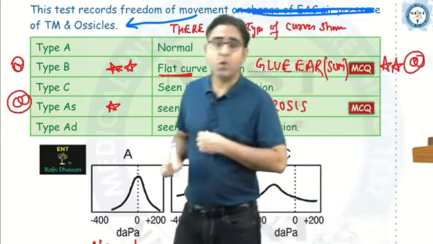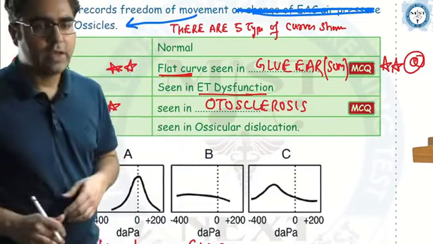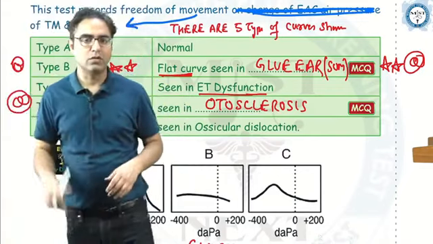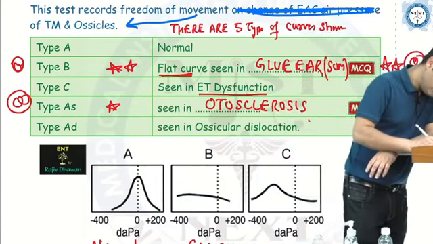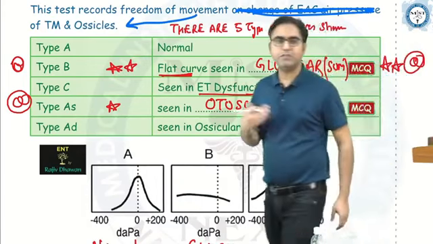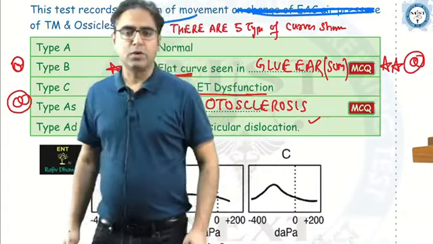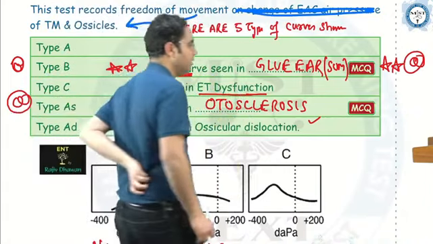Otosclerosis. AS curve is seen in otosclerosis. S1 is sclerosis, otosclerosis. AD curve is seen in ossicular dislocation, beta. Ossicular dislocation, beta. Okay, fine, beta.